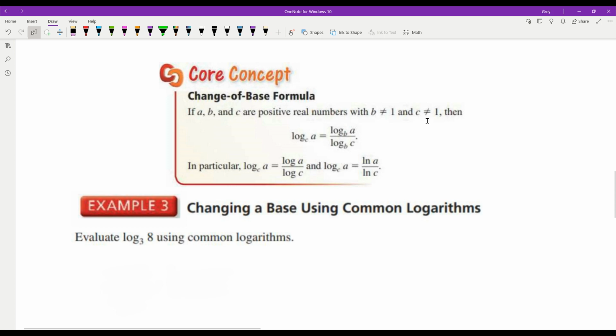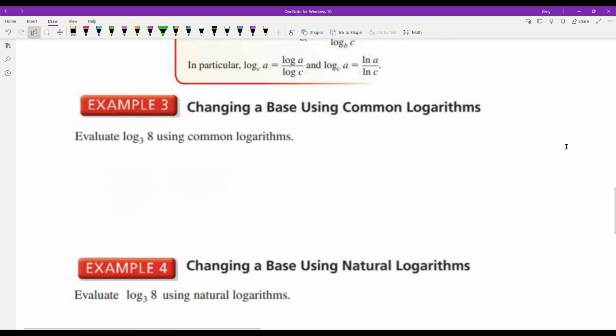Change of base formula. You did this at the end of your warm-up. You can use any base you want. As it says right here, I have the log base c of a. I can use the common log, or I can use the natural log. Well, let's see what happens. If I evaluate log base 3 of 8, that means that is the log base 8. The reason I'm doing it this way, y'all, is because it says use common logs here. Down here it says use natural logs.